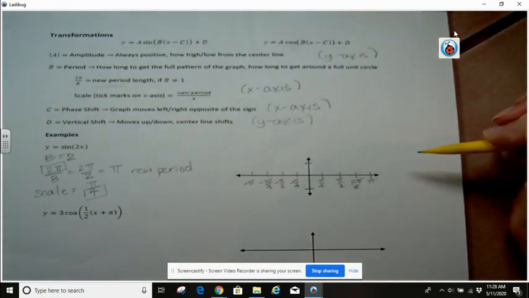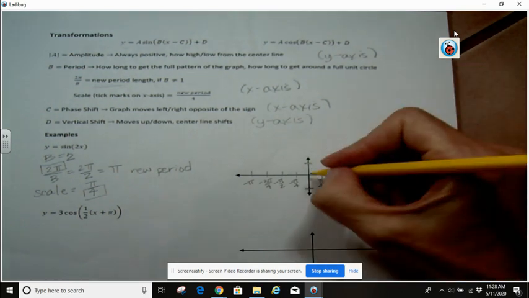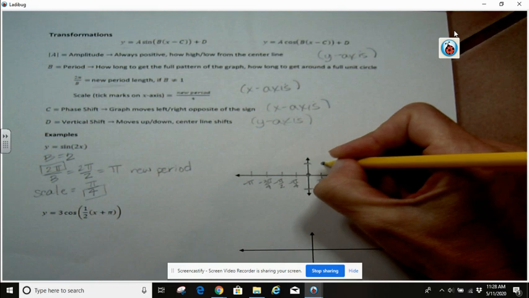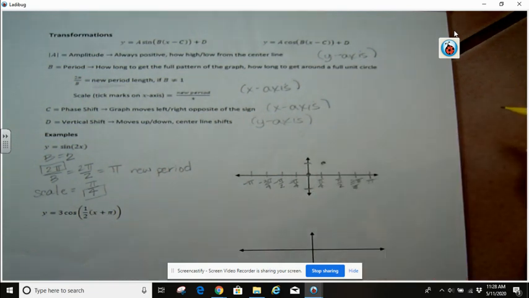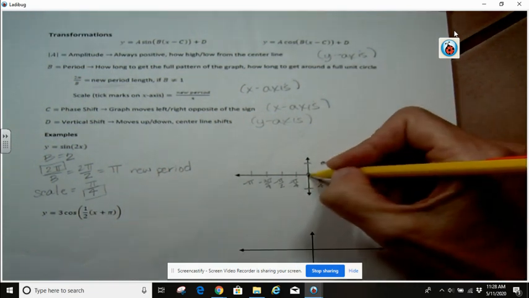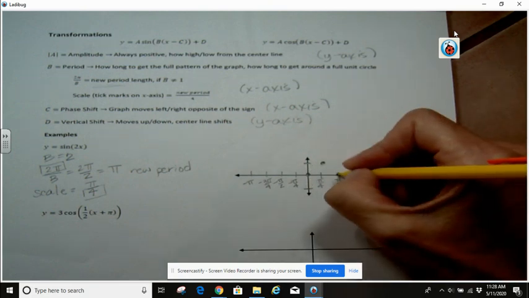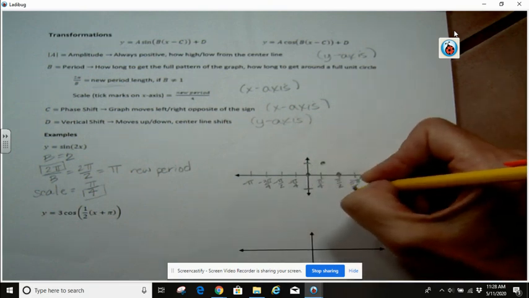So what we needed to remember about sine is that it went through the origin and was followed by a maximum, and that it always has the same pattern of 0, max, 0, min. So if we remember that it goes to the origin followed by a maximum, then we can just use our pattern to graph all the other points.